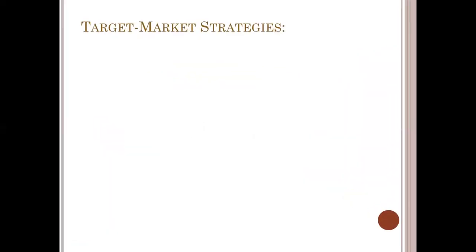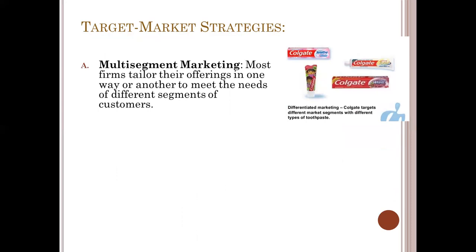So we have here the target market strategies. We have multi-segment marketing, and most firms tailor their offerings in one way or another to meet the needs of different segments of customers. Because these organizations don't have all their eggs in one basket or resources, they are less vulnerable to competition. And a multi-segment marketing strategy can allow firms to respond to demographic changes and other trends in the market. So I have here, this one is multi-segment marketing. The toothpaste Colgate is offering different varieties of its toothpaste. It has the sensitivity, it has the power of whitening, it has one for kids, it has one for total cleaning. So as you can see, it is under multi-segment marketing.